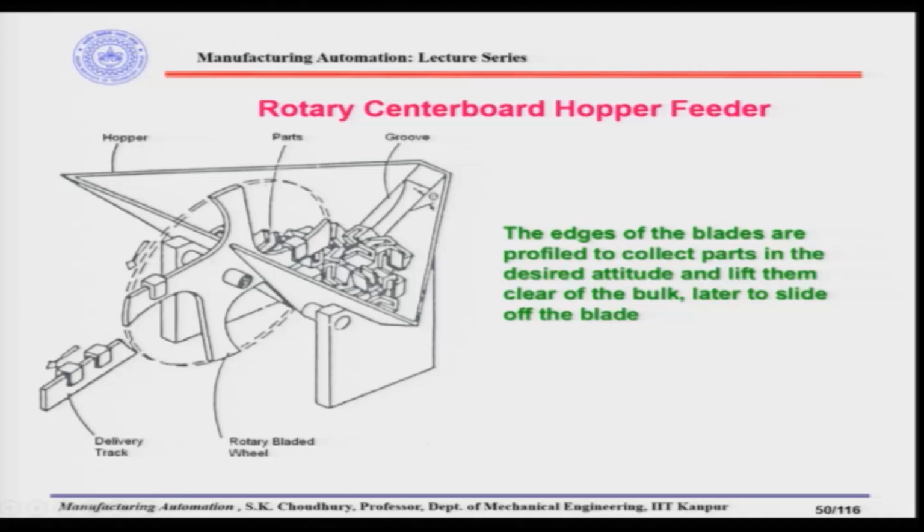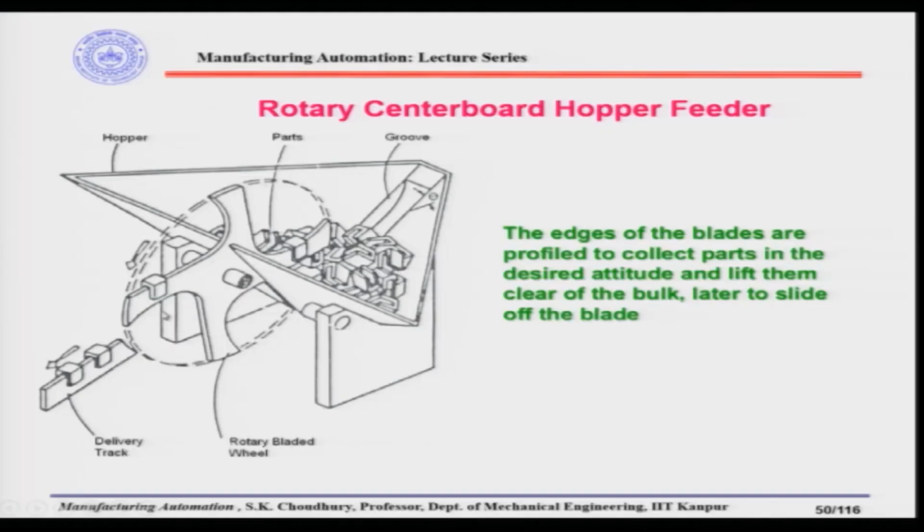So, once again, the rotation of the wheel is not agitating the parts, but actually it is picking up the parts from the mass of the parts, and because of the profile of this blade, the parts which are being picked up while rotating will be falling from here, and if it is aligned to this delivery track, the parts will be coming down. So, here the edges of the blades are profiled to collect parts in the desired attitude. Another very big advantage of such kind of feeders is that parts will always be delivered in this orientation. It will never be in another, it is not possible.